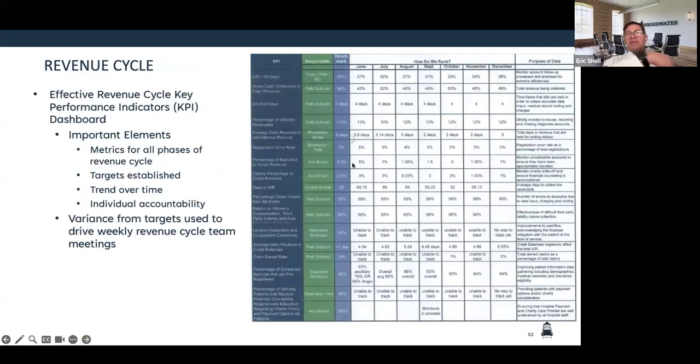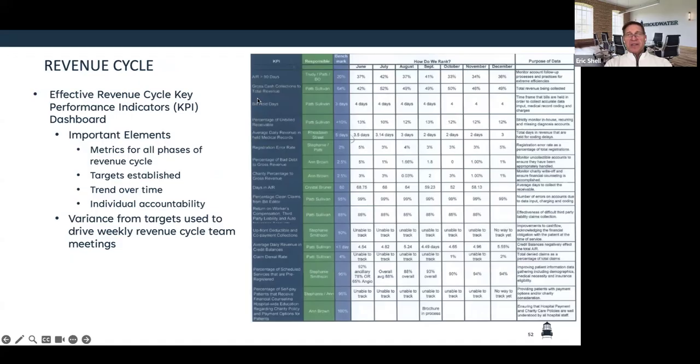Revenue cycle. I think the most important key to success in revenue cycle is creating a meaningful dashboard. Here's one I came across years and years ago. Probably 10 years ago, I came across this one. So think about this as KPI, key performance indicator.